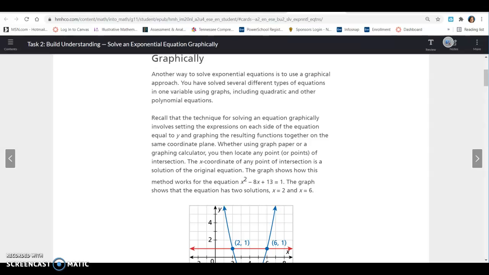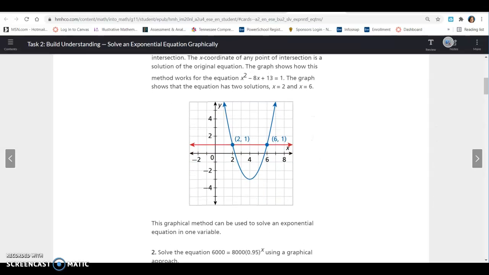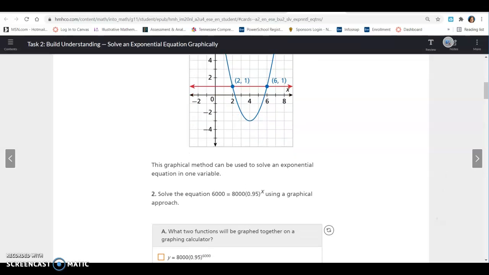The graph shows how this method worked for the equation x squared minus 8x plus 13 equals 1. All right, so the graph shows that the equation has two solutions, x equals 2 and x equals 6. So again, it's the x values of the intersection points, so 2 and 6. So what they did was they graphed this equation, which is a quadratic, and then they graphed y equals 1, which is this red line. And then again, the two intersection points are your solutions, or at least the x values.